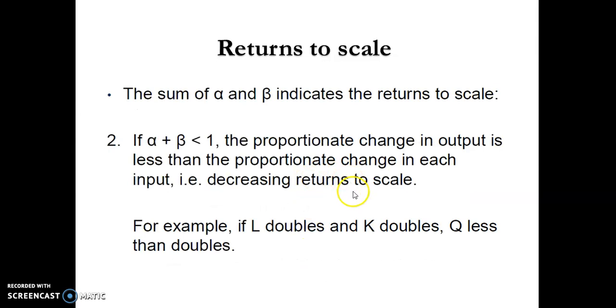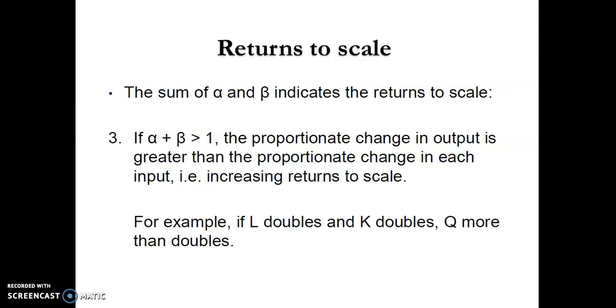The next is we can look at decreasing returns to scale. Now, you know that with decreasing returns to scale, if there is a doubling of your inputs, your output is going to be less than double. So in this instance, if we were to sum those exponents, alpha and beta, you're going to find that they are less than 1. And that is going to indicate to you for the Cobb-Douglas function that you are dealing with decreasing returns to scale. So the proportionate change in output is less than the proportionate change in input.